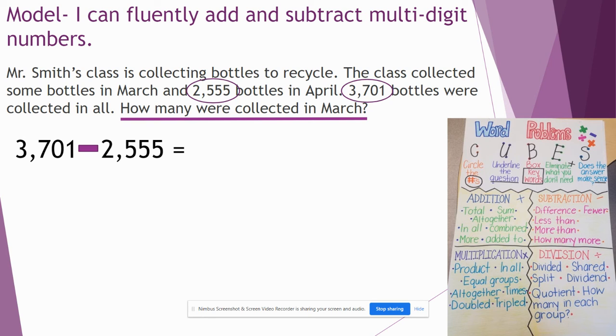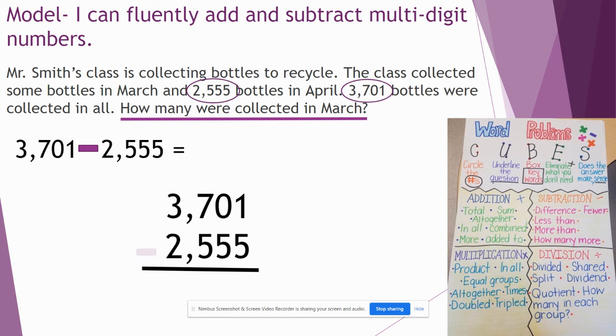Based on that information, I know I need to start with the bigger number, 3,701, and subtract 2,555, because I want to figure out how many bottles they collected in March, and I know from the story it says the class collected some bottles in March.